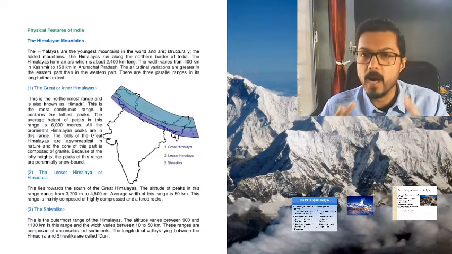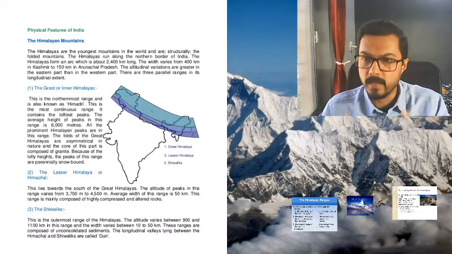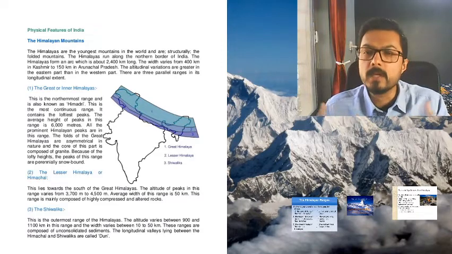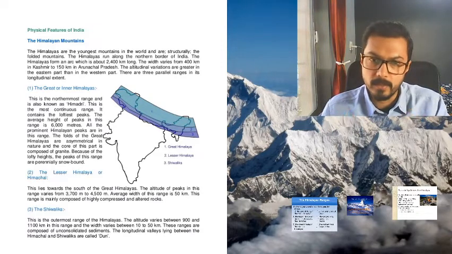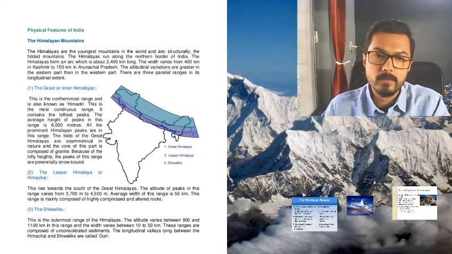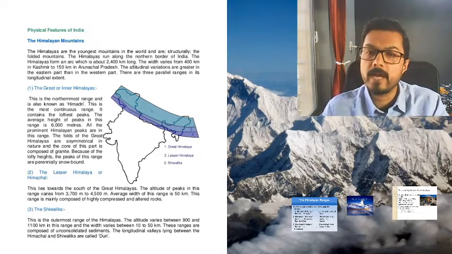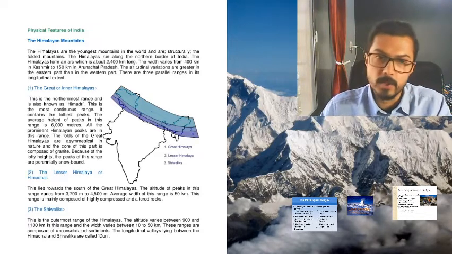Granite is an extremely hard stone and is volcanic in origin. Over here, because these are fold mountains, the existence of granite is there, and the majority of the Himalayas are made up of granite. And because of this lofty height, the peaks of the range over here normally have snow throughout the year in this particular range.